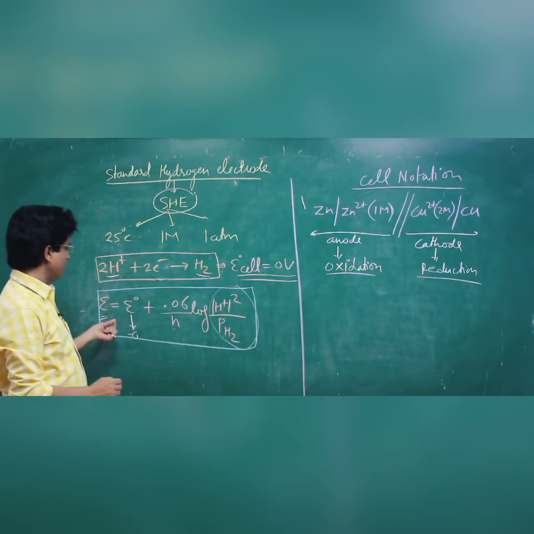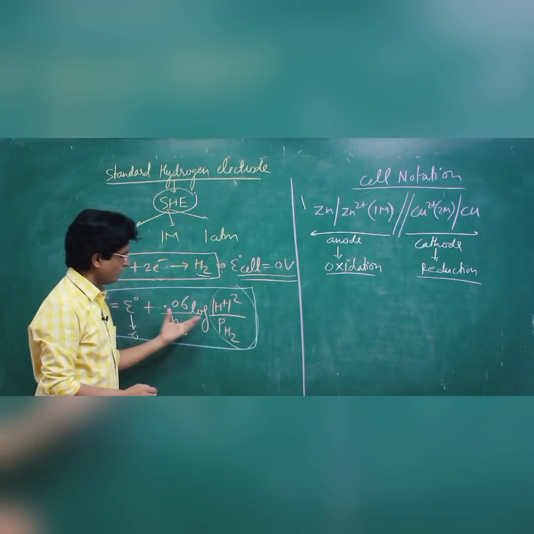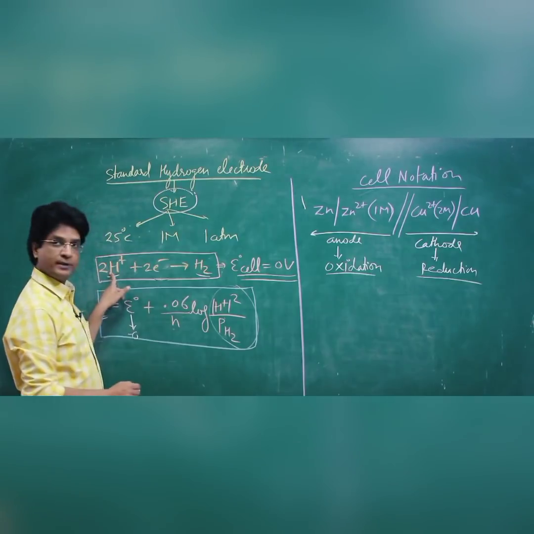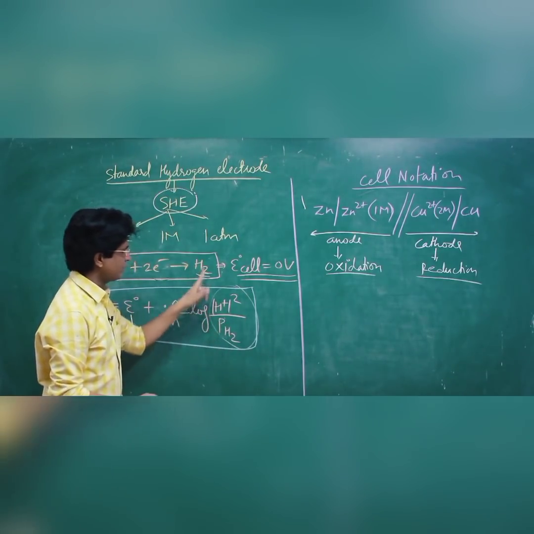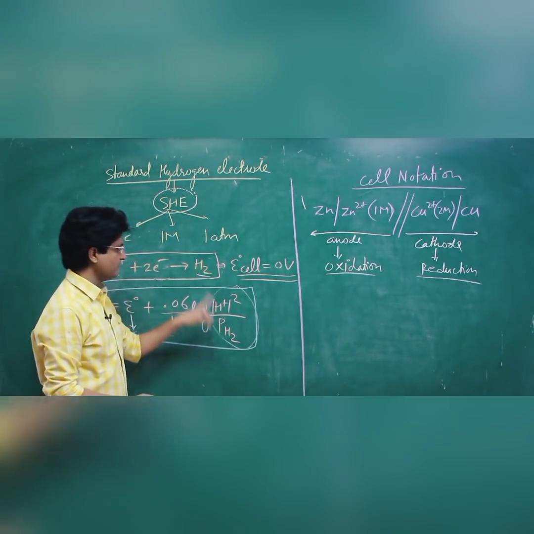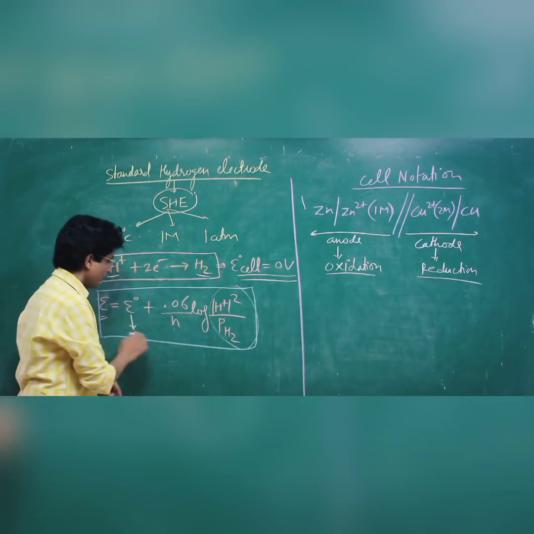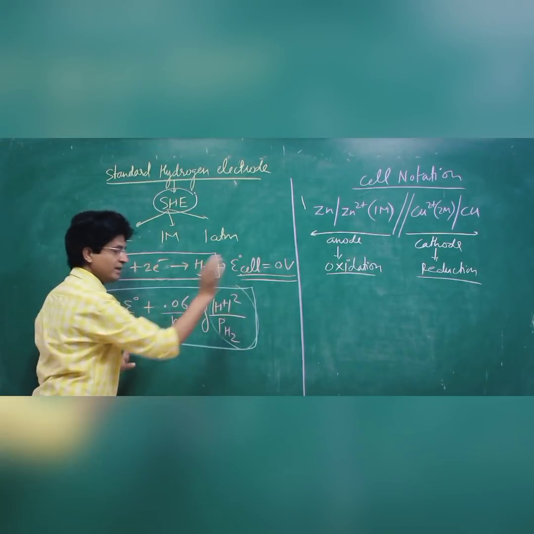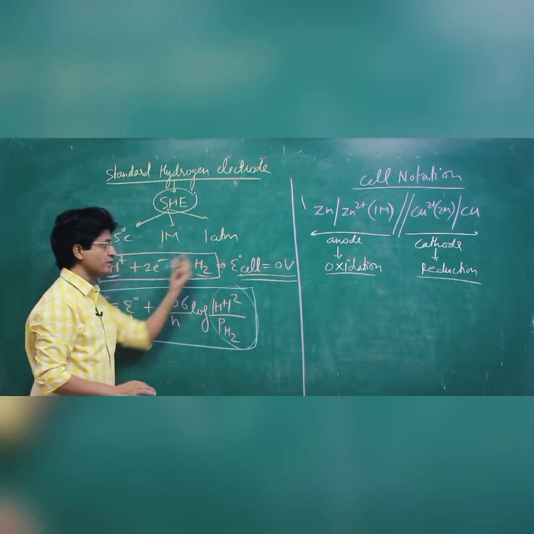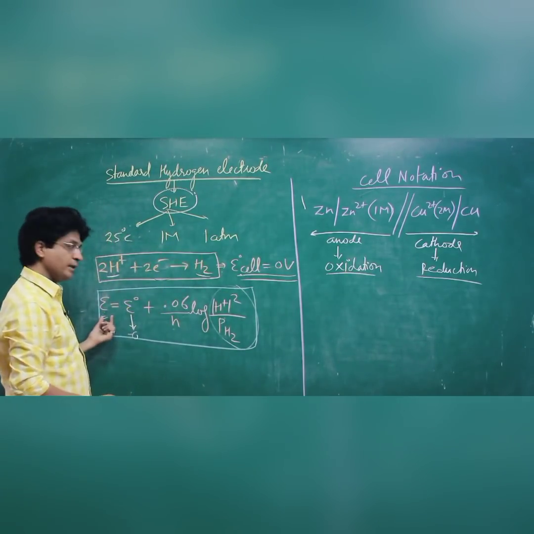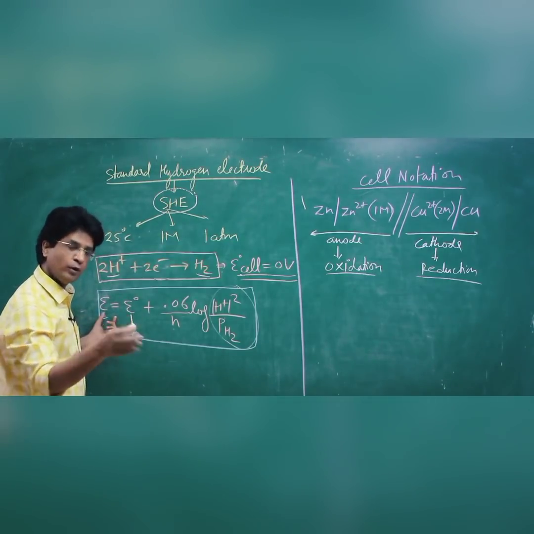equation. So E will be equal to E naught plus 0.06 upon n log of H ion whole square (reactant) upon (product) partial pressure of hydrogen. Okay, whenever we have a gas, we have to mention the partial pressure of that. Now see, this E naught is always 0. It is always 0 because it is measured in standard conditions which we have assumed 0. This E may or may not be 0.